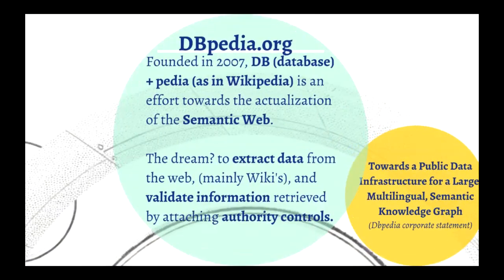More about dbpedia.org. It was founded in 2007, DB standing for database and pedia as in Wikipedia, and it's an effort towards the actualization of the semantic web. The dream? To extract data from the web, which has mainly been from wikis, and validate that information retrieved by attaching authority controls, also known as linked open data. DBpedia's corporate statement is towards a public data infrastructure for a large, multilingual, semantic knowledge graph.